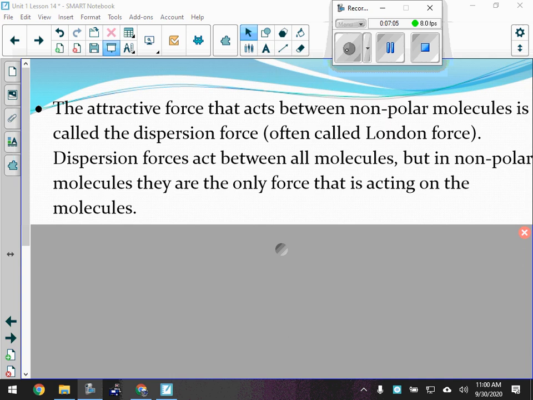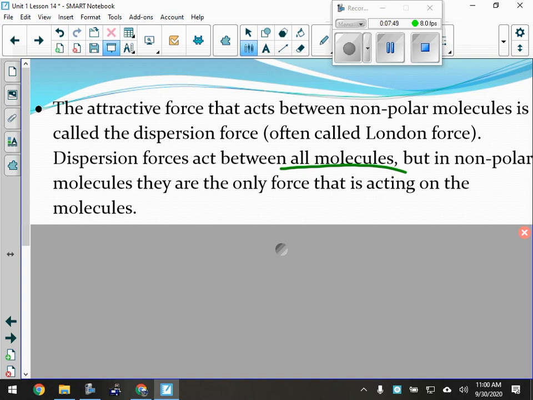Here's the important part of this, and this is really important for us. It says this is the attractive force that acts between nonpolar molecules, and it's called London forces. Dispersion forces or London forces act between all molecules, okay? All molecules. Put your phones away. All molecules. But in nonpolar molecules, they're the only force, okay? So what they're saying is London forces act on all molecules. They act in dipole-dipole molecules. They act in hydrogen bonding molecules as well. So London force is a part of every molecule, and once we talk about what that London force is, you'll understand why this is a factor, okay?